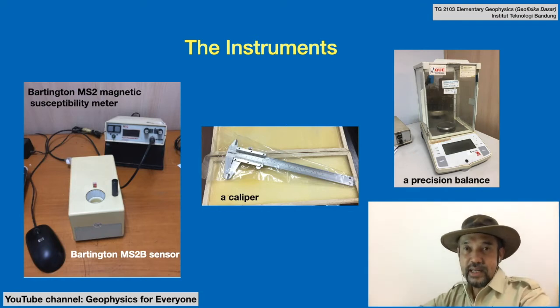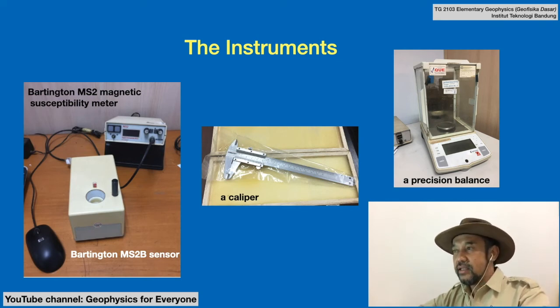But this time we need an extra instrument. The instrument that we need to measure the susceptibility is called the Bartington MS2 magnetic susceptibility meter and the Bartington MS2B sensor. So this sensor, the one in front of the picture, is the sensor.